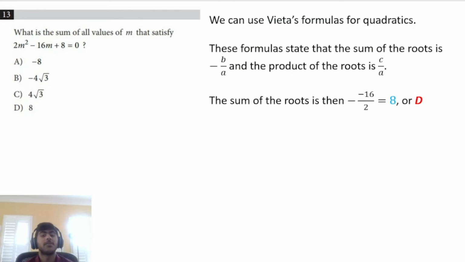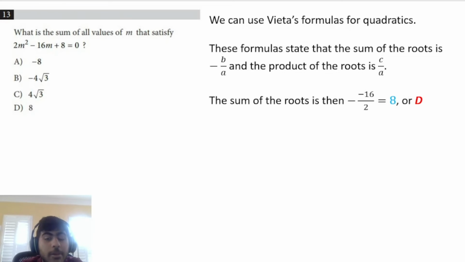We can use this thing called Vieta's formulas. You might not have heard of these, but Vieta's formulas say that the sum of the roots of a quadratic are negative b over a, and the product of the roots is c over a. Sum of the roots is negative b over a. If we're writing ax squared plus bx plus c, that's where we get the a, b, c from. b is negative 16, a is 2, so negative b over a is going to be negative of negative 16 over 2, or simply 8, which is D.